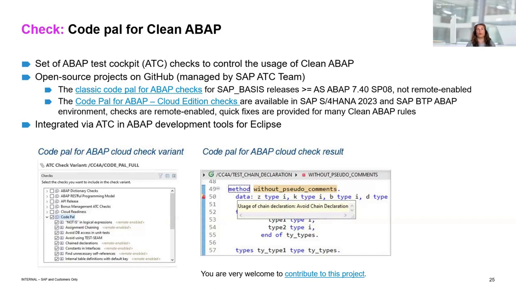And there is also the cloud edition of CodePal for ABAP checks. These checks are cloud ready, meaning they can be used in SAP BTP ABAP environment. Beyond that, they are also remote enabled and can be used in remote ATC scenarios. And for many Clean ABAP rules, quick fixes are provided. The checks are integrated via ATC in ABAP development tools for Eclipse. You just can pull the Git repository with these CodePal checks into your system. And here you are, you can check the code with CodePal checks.